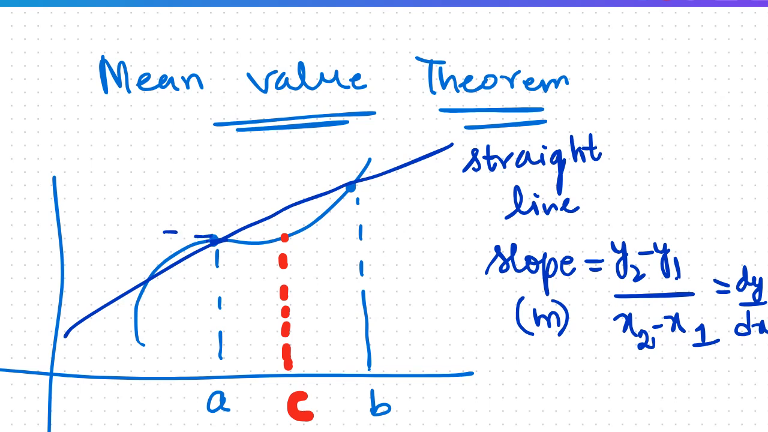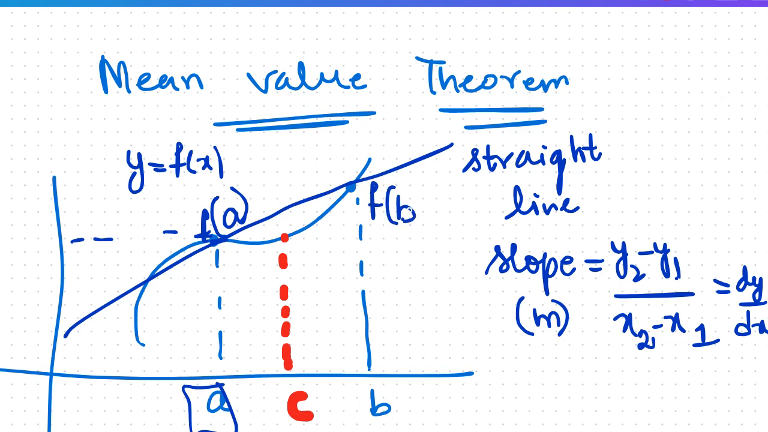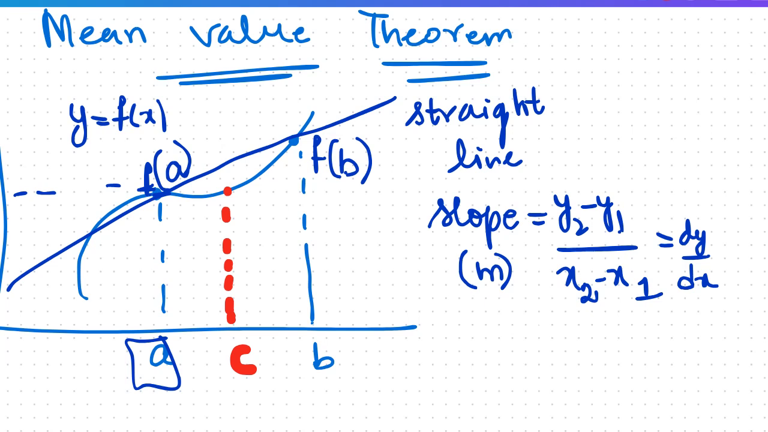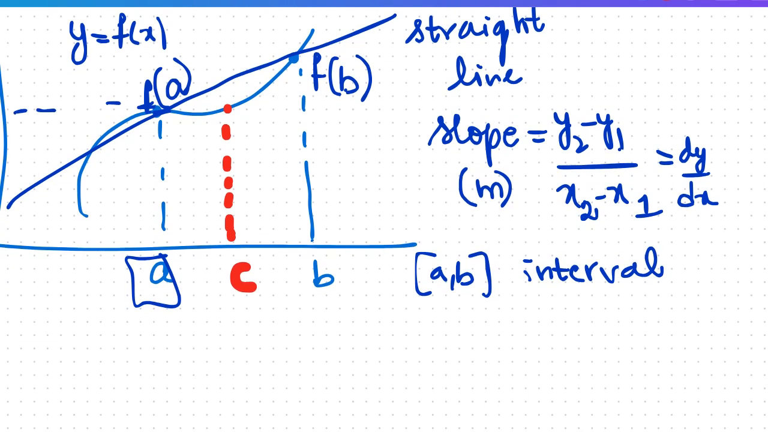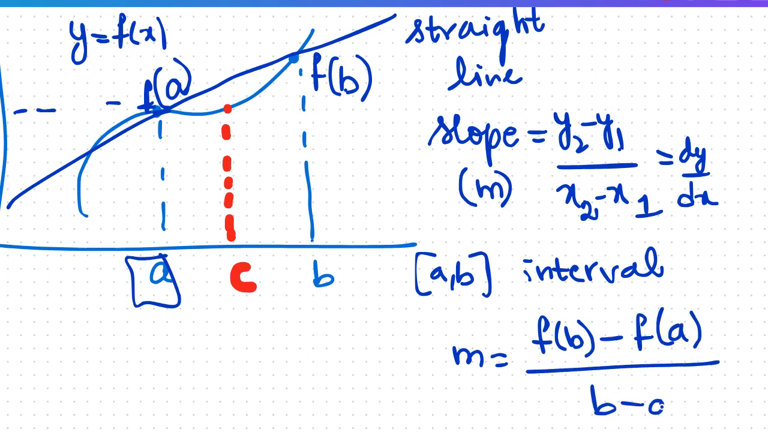So let's say y is equal to f of x is the graph. For x is equal to a, function value will be f of a. For x is equal to b, function value will be f of b. So when you apply the y2 minus y1 formula, in the interval a to b, the slope formula will be y2 minus y1, second y minus first y upon, like this.